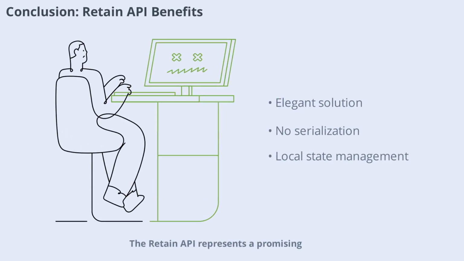The Retain API represents a promising addition to Compose's state management toolkit. It elegantly solves the configuration change problem without forcing serialization or pushing logic into ViewModels. Whether you're managing media players, caches, or complex UI state, Retain offers a lightweight, Compose-native solution. Its scope is tied to the composable's position in the composition tree, making it ideal for local state management.